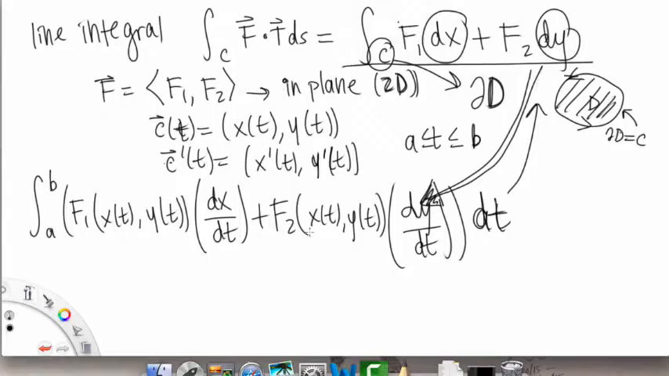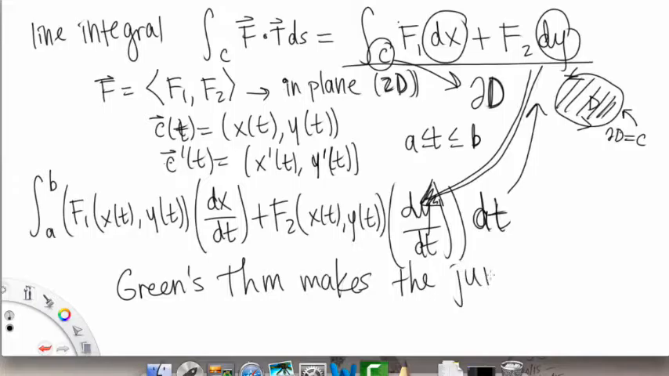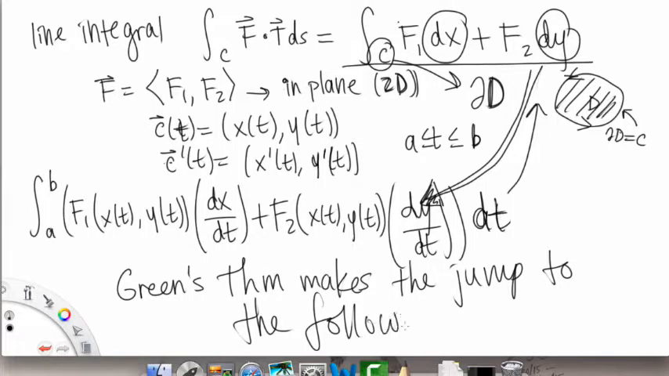Okay? So from here, what Green's theorem does is it makes the jump to the following. I'm going to do some dots here to leave you hanging off a cliff until the next slide, where I'll explain everything. So it makes the jump from the previous line that I just had, which was the same thing we deduced as F sub 1 dx plus F sub 2 dy. This is what I had written before.